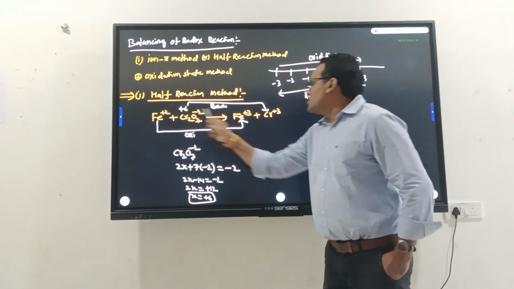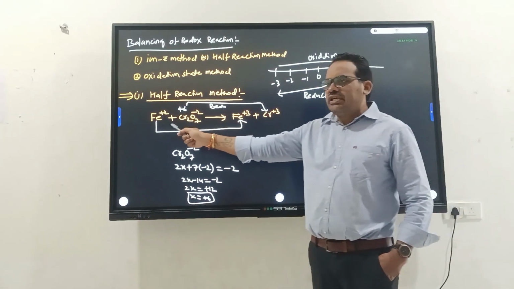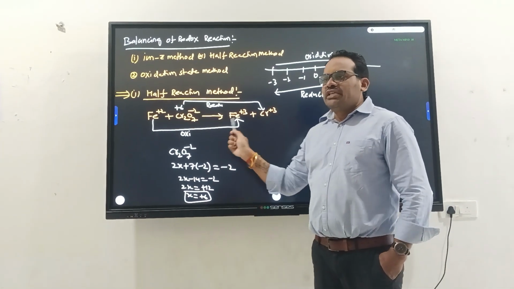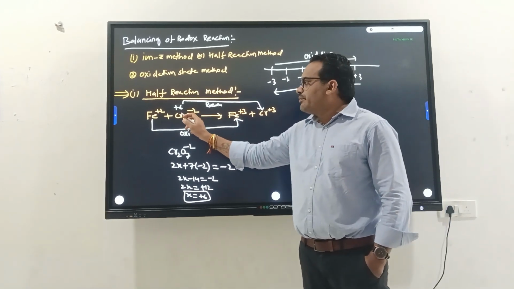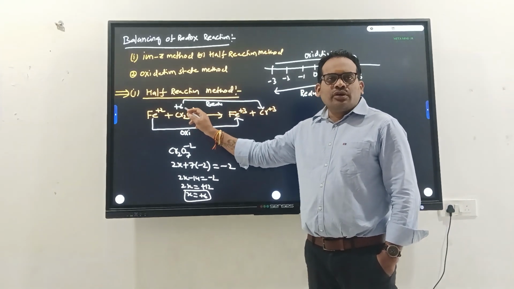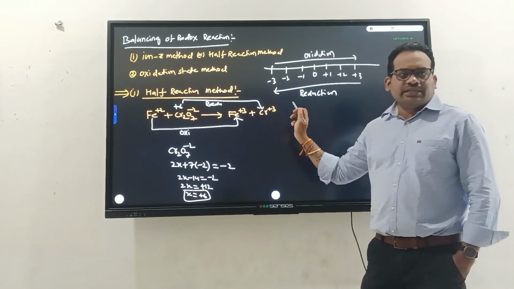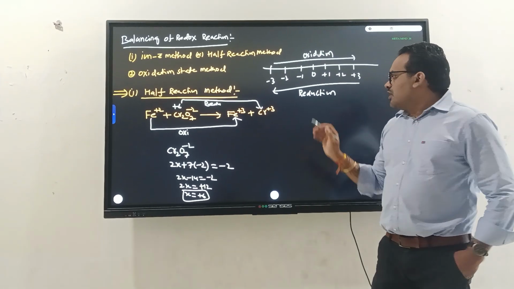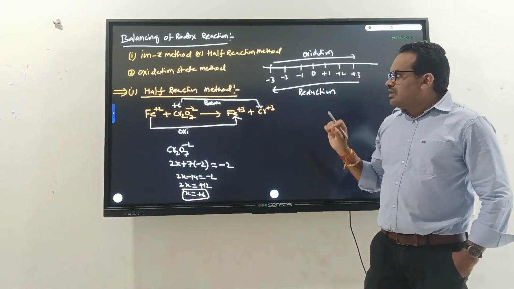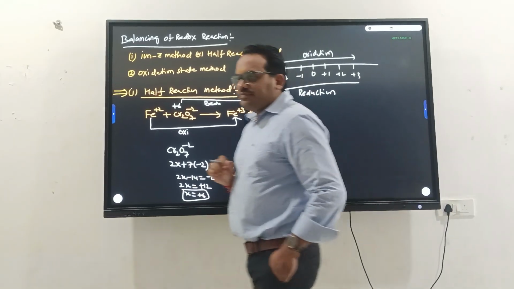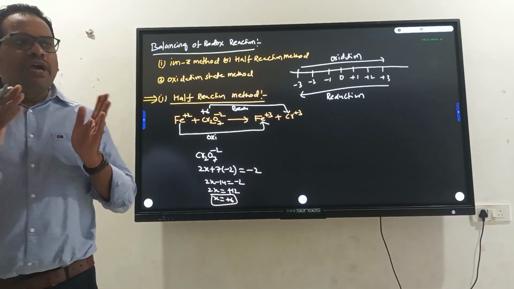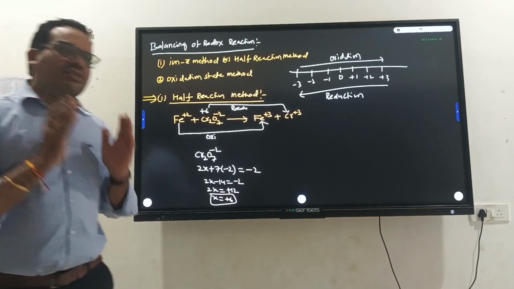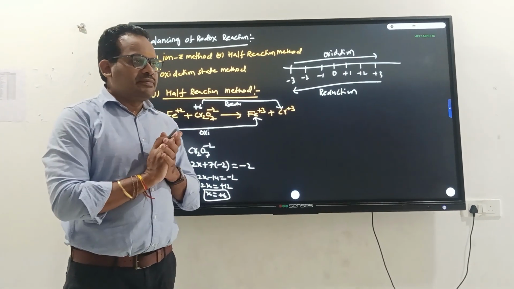Now iron plus 2 to iron plus 3, what will happen, children, here? The oxidation state increases. This one we call an oxidation reaction. And chromium, what will happen, children? Chromium plus 6 to plus 3 decreases. Is it clear? Now this is the first step for the half reaction method. Now after finding out the oxidation state, you have to separate the oxidation part and reduction part.